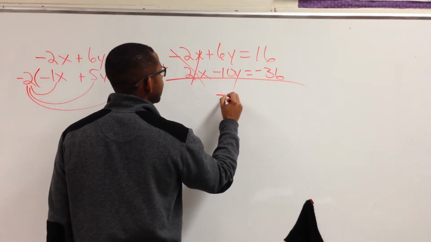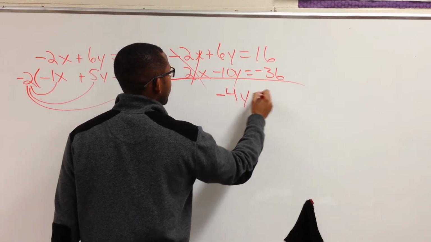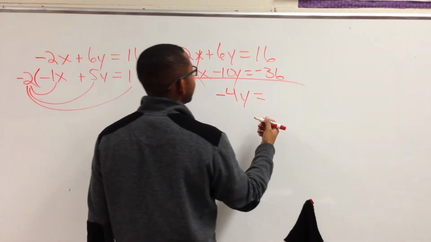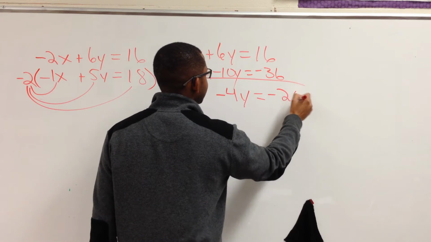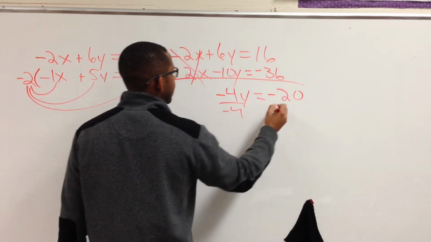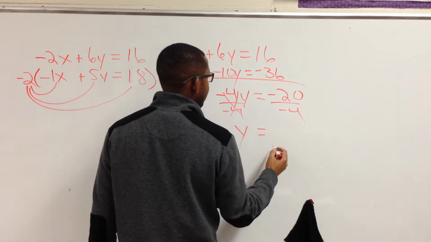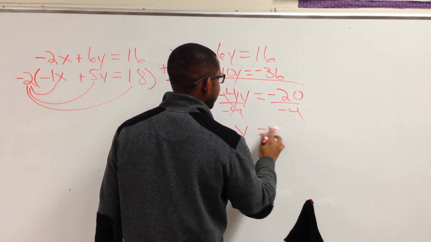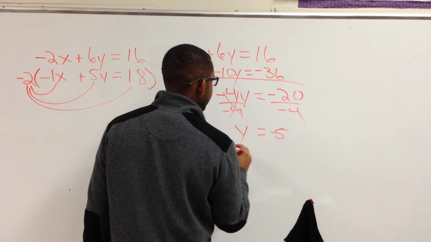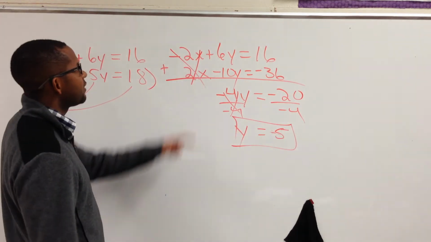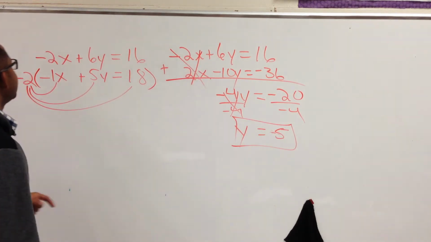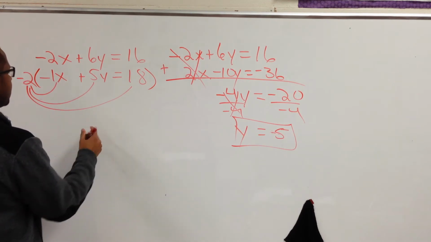6 plus -10 is -4y. 16 plus -36 is -20. Divide by -4, divide by -4. Y equals 5. And now once I know y equals 5, I can plug it back into any of these equations. I'm going to go right here.